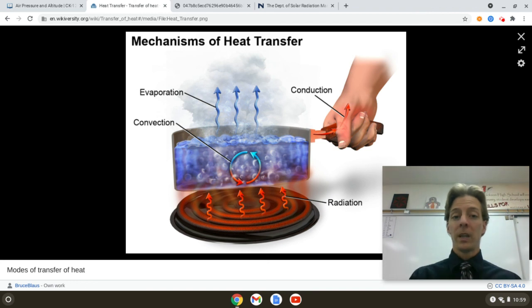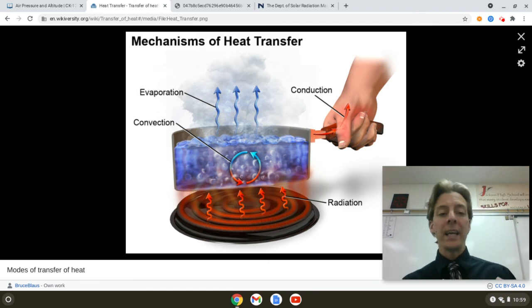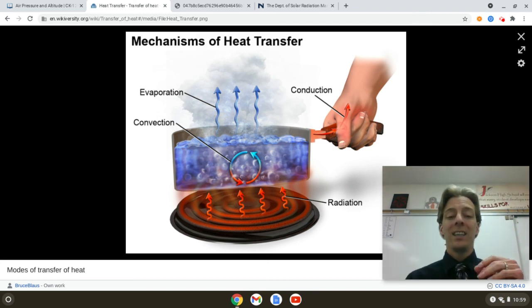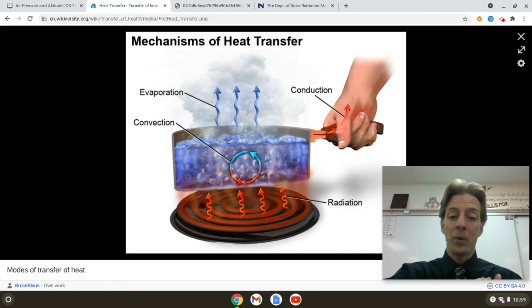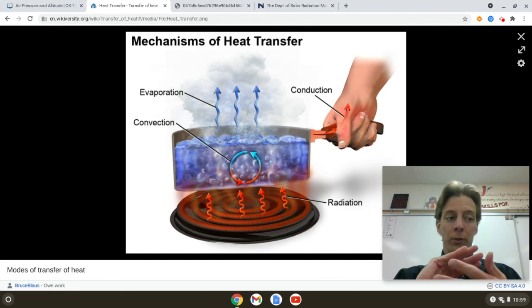Radiation's the third one. Radiation's a little different. Radiation is light. From across the room, you can go up and put your hand near that burner and you can feel the heat coming off of that. That's not because it warmed the air and the air drifted over and touched your hand. Okay? It's because it's giving off energy as light. It's glowing. It's radiating. Right?